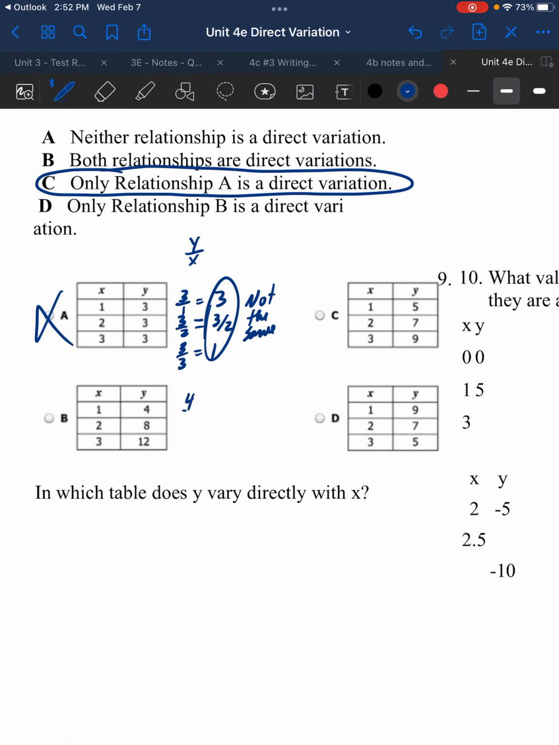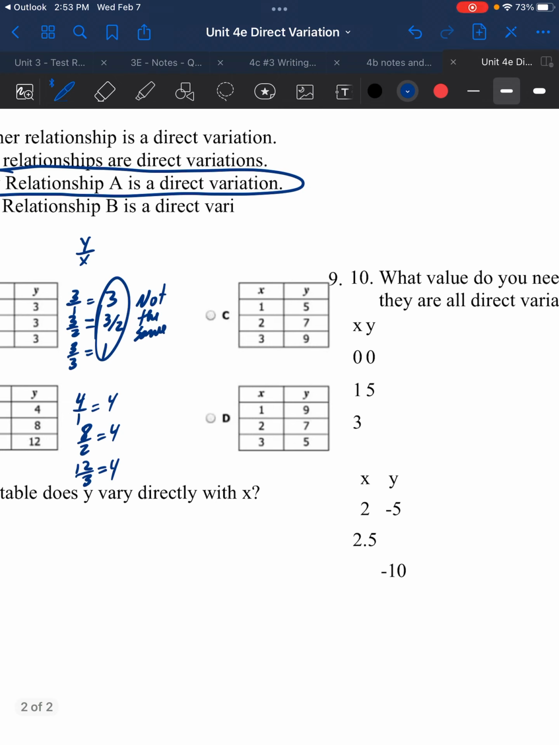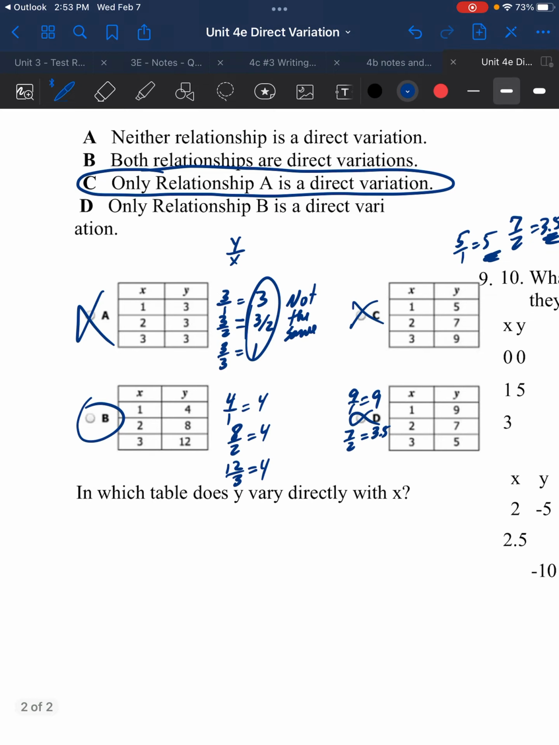B, we have 4 divided by 1, that's 4. 8 divided by 2 is 4, great. 12 divided by 3 is 4, awesome. So it looks like B. Let's check C just to make sure. So we got 5 divided by 1, it's 5, good. 7 divided by 2 is 3.5. Okay, we already see that the y divided by x, the rate, is different, so that is not. And next one, 9 divided by 1 is 9. 7 divided by 2 is not 9, so that's not right. So it has to be B.